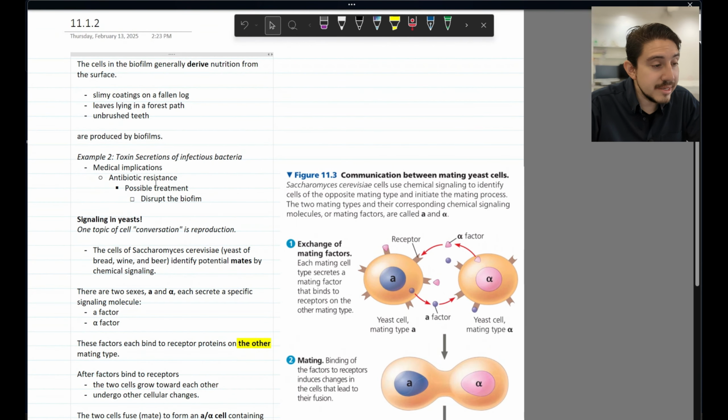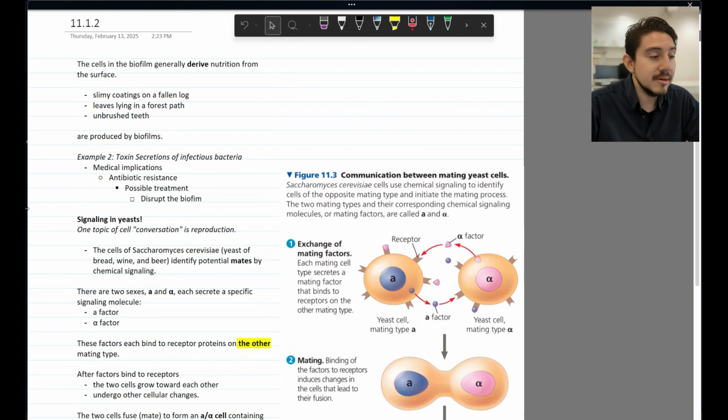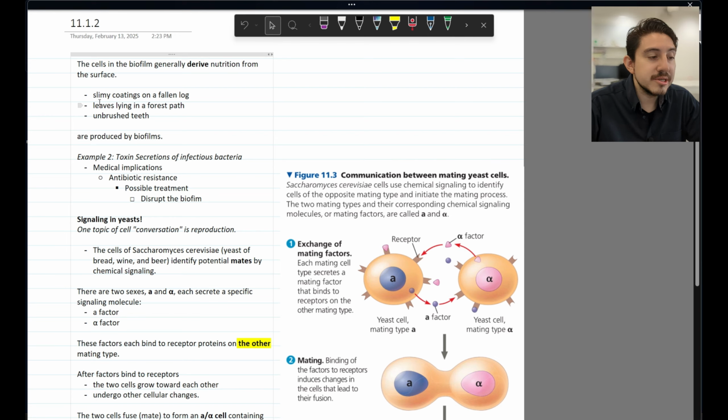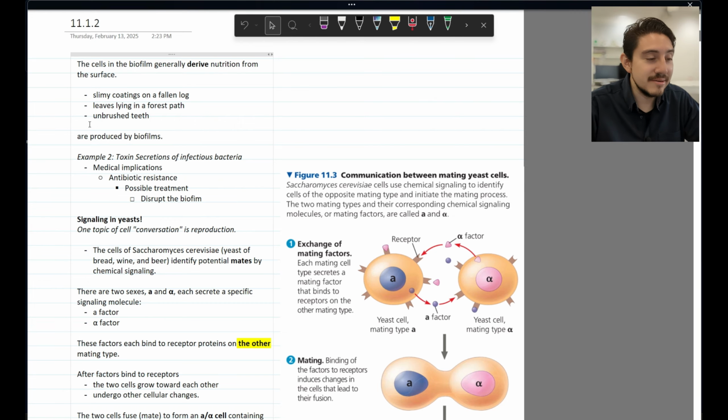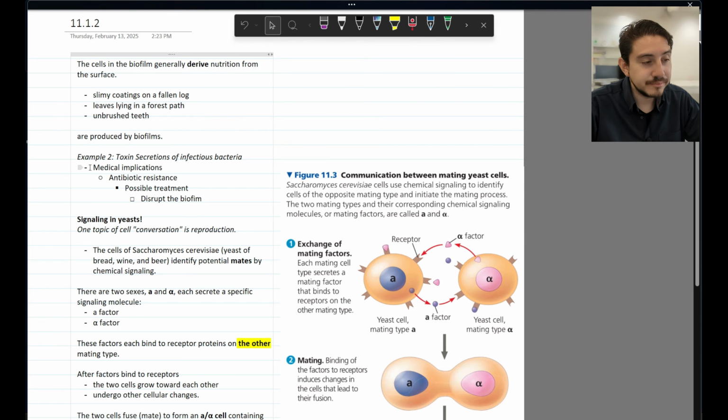This idea of biofilm can even help provide nutrition to the cells that it is coating. Some examples of biofilms are slimy coatings on a fallen log, or leaves lying on the forest path that have some kind of mucous residue. We can even feel biofilm when we wake up with unbrushed teeth; we can feel it on the surface of our teeth, which is produced by biofilms.